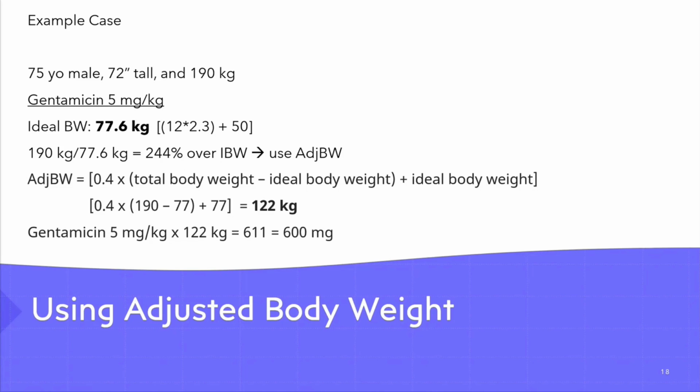So that already tells me if I'm going to be dosing an aminoglycoside that I'm going to use their adjusted body weight. So there's that equation there for you again. By using that correction factor of 0.4, I'm able to calculate the adjusted body weight of roughly 122 kilos. So now I'm ready to dose my gentamicin at 5 mg per kilo, which comes out to 611, that I can simply round down, usually to 600 milligrams. So that's an example of calculating adjusted body weight for an aminoglycoside.